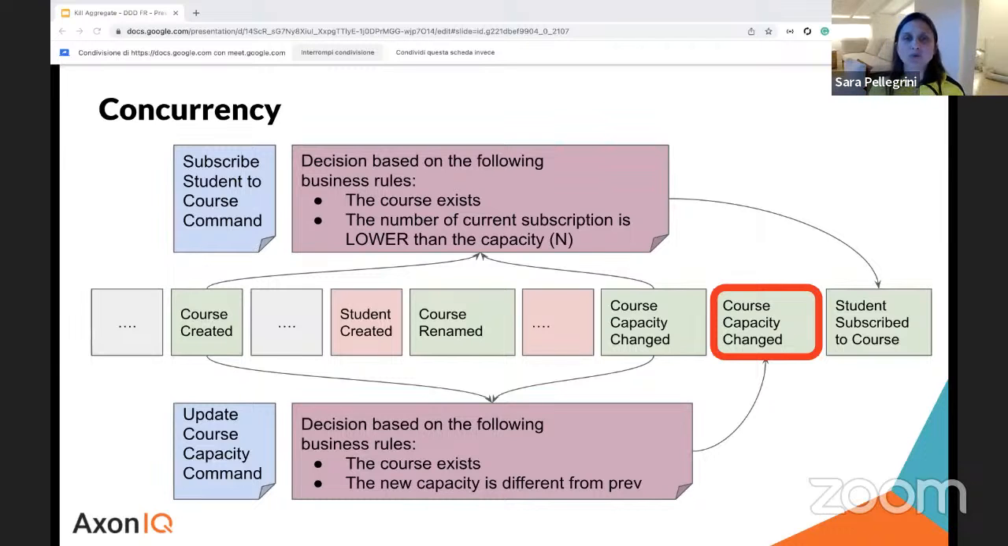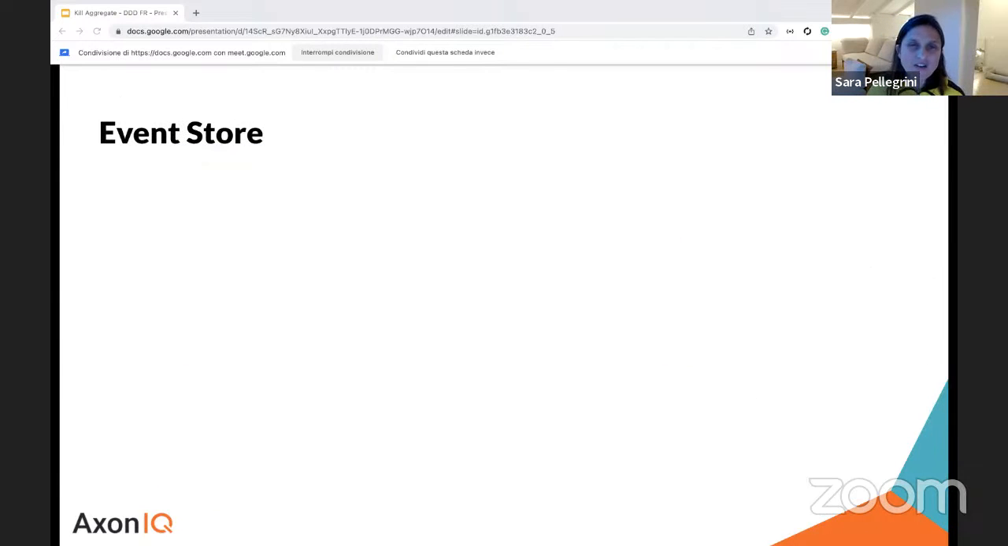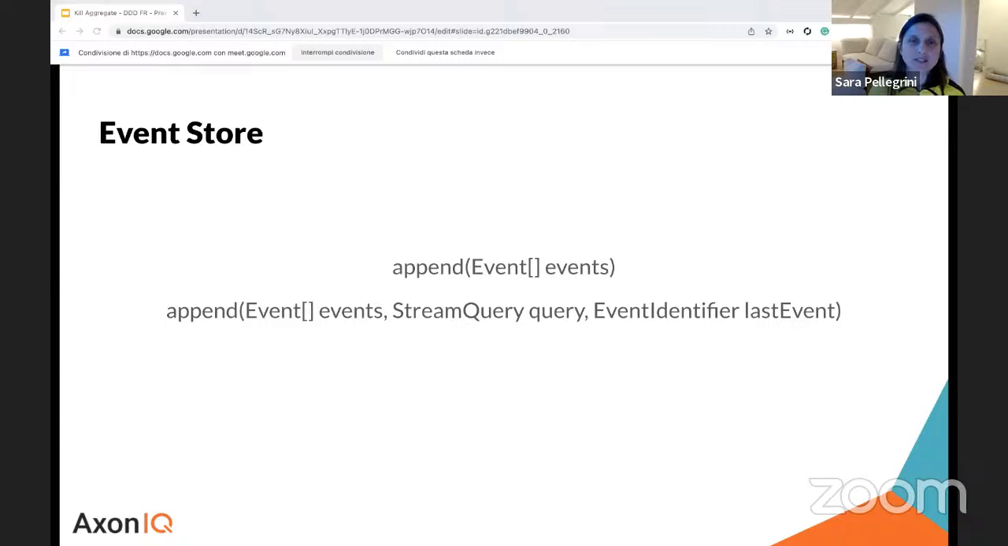So how can we handle this situation? Here is the second idea we would like to propose. Next to the simple append operation, an event store should provide another operation, the conditional append. How does it work? It is very simple. Besides the events to be appended, the conditional append requests two additional parameters. One, the stream query that was used to rebuild the decision model needed for taking the decision. And the second, the ID of the last event that was used to rebuild that model.